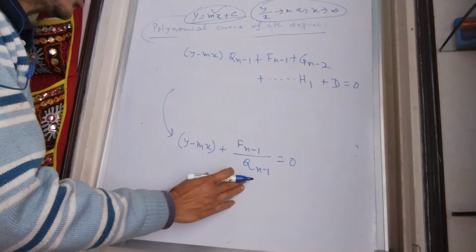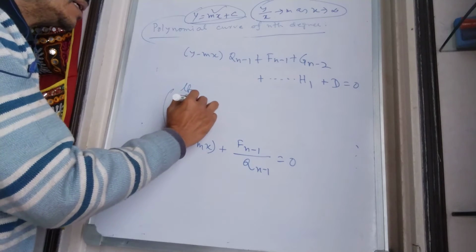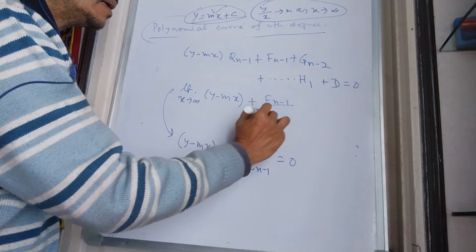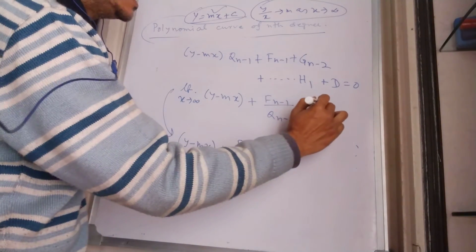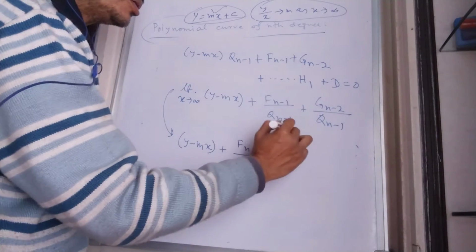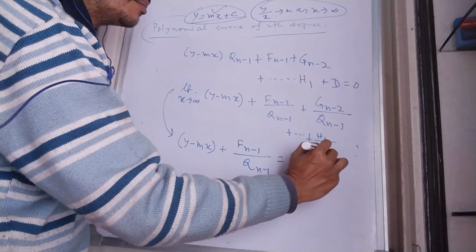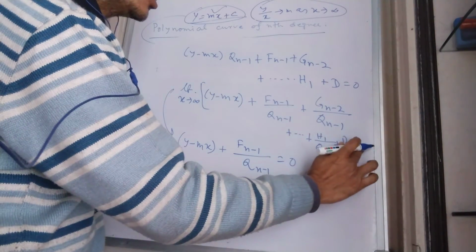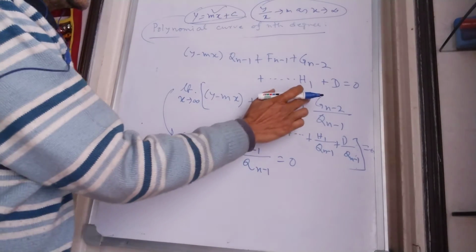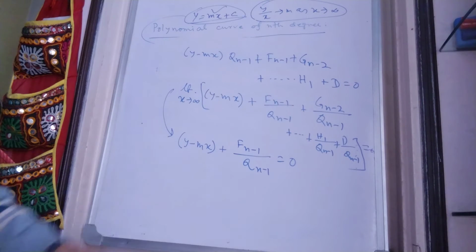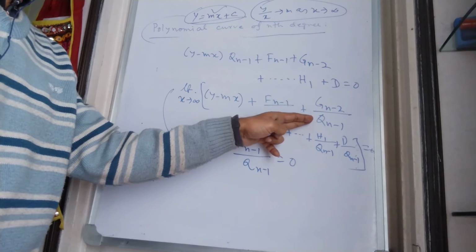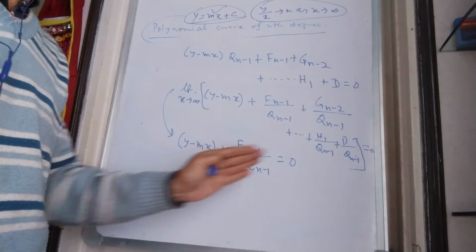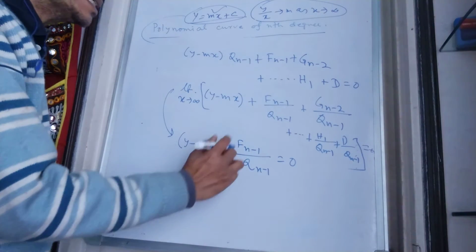So if we divide by q n minus 1 and then take the limit x tends to infinity of this, plus g n minus 2 by q n minus 1, isn't it so? Plus dot dot dot h1 by q n minus 1 plus d by q n minus 1 is equal to 0, and we are taking the limit of all these terms. So you can easily apprehend that since here n minus 2th degree term by n minus 1th degree term gives us an extra x in the denominator, and in all these terms we have an extra x in the denominator, which makes all these terms go to 0 in the limiting case. So we are left with this and this.